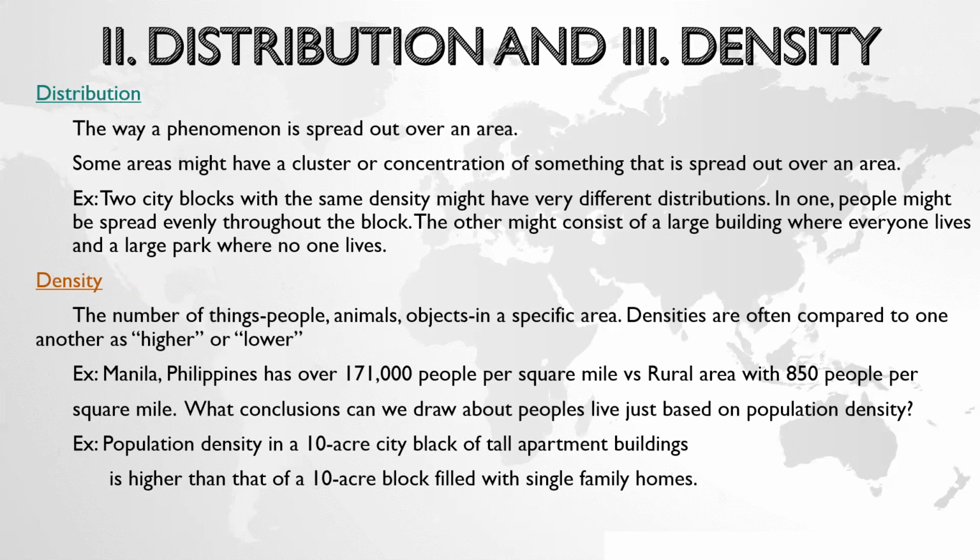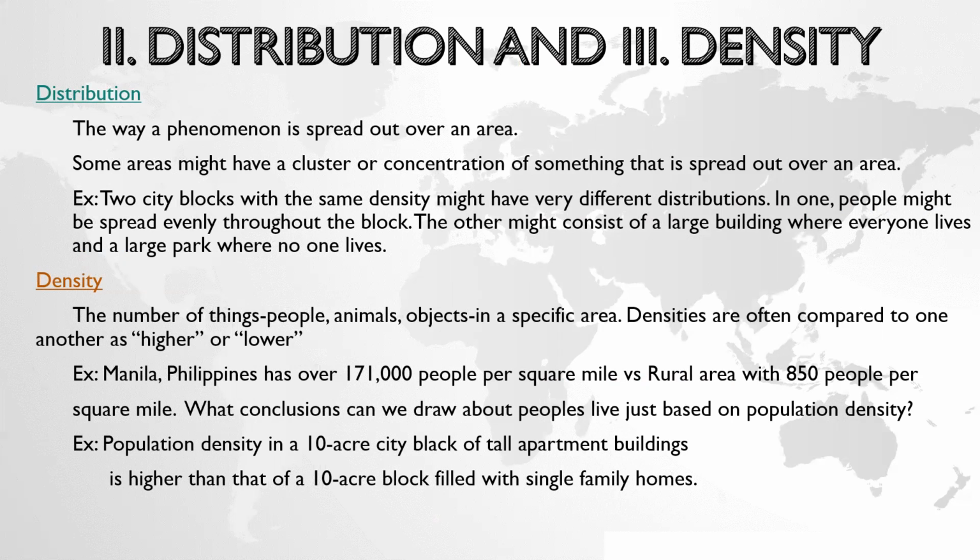Density is the number of things, like people, animals, or objects, in a specific area. We often describe densities as high density or low density. If we think of population density, for example, Manila, Philippines has over 171,000 people per square mile. Compare that to a rural area, maybe in the United States, where 850 people are present per square mile.